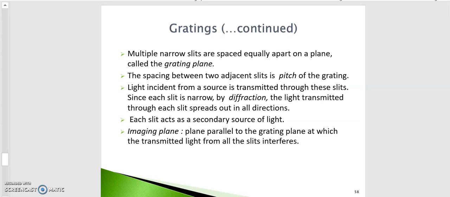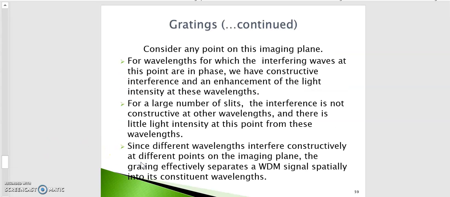Next, there is another plane known as the imaging plane. It is placed parallel to the grating plane at some distance. All the light that is coming out of the slits of the grating plane will interfere in the imaging plane. Next, consider any point on this imaging plane. The different wavelengths coming out of the grating plane will interfere at some points in the imaging plane.